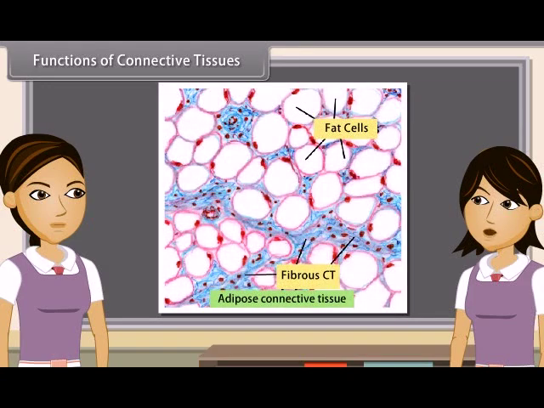Adipose connective tissue stores fat, gives shape to limbs and the body, keeps the visceral organs in proper position, acts as shock-absorbing cushions around kidneys and eyeballs, and also acts as an insulator.